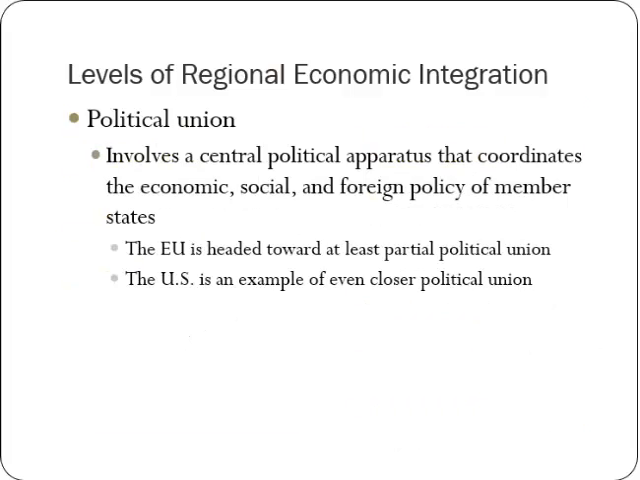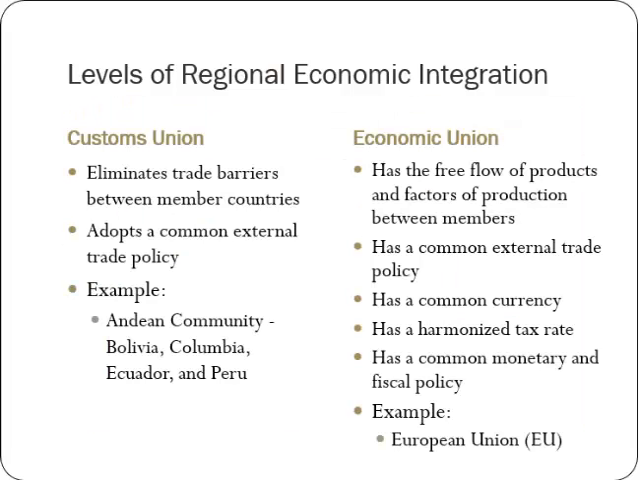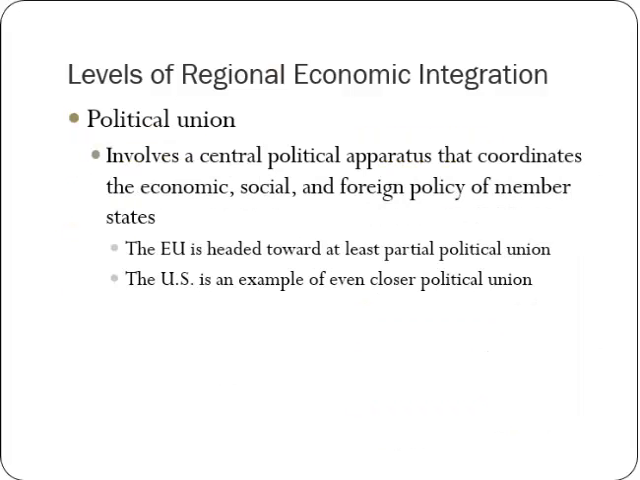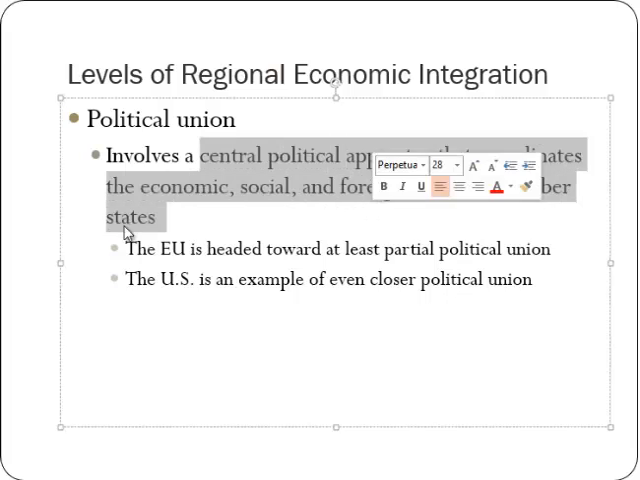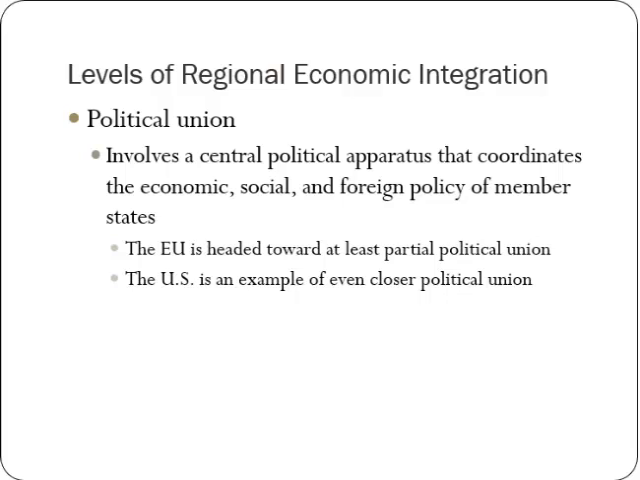The highest level we didn't even get to is a political union, when two countries merge and come together, like East Germany and West Germany, which is far more even than an economic union. That's political union over here. That's the next slide over here. Sorry about that. This involves a central political apparatus that coordinates all kinds of policies: economic, social, foreign policy.